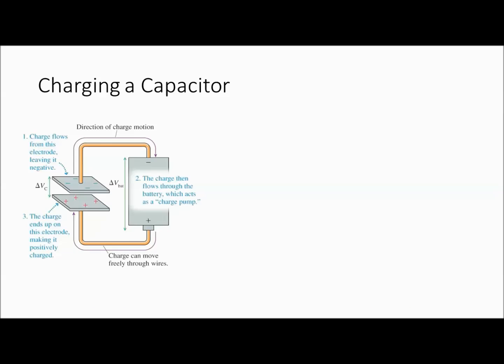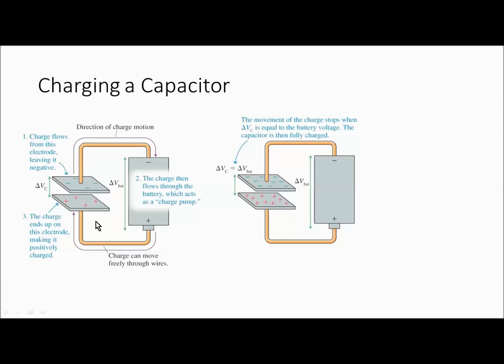So when we charge a capacitor, this is a circuit. We have a battery with the positive end and the negative end. Charge starts at this end, leaving a negative charge on this parallel plate, and it will travel through the battery and to the next plate, ending up with a positive charge on this plate. So over time, there'll be a potential difference between these two plates as the charge builds up on each plate.